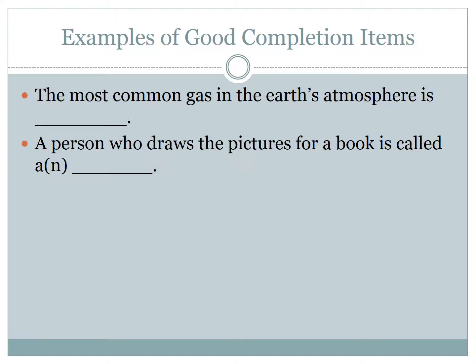The second one is, a person who draws the pictures for a book is called a(n). This use of a parenthetical n is a way to cleverly avoid giving students a tip for the answer. If I had the answer here is illustrator, and so normally you would say an illustrator, but if I had just put an, it would be a tip to the students that the answer starts with a vowel. So whenever you put a, you might want to consider putting it the way it is here, a(n), even for answers that start with consonants.